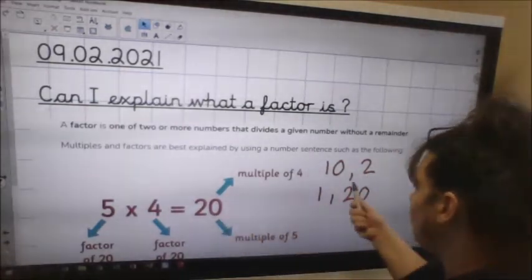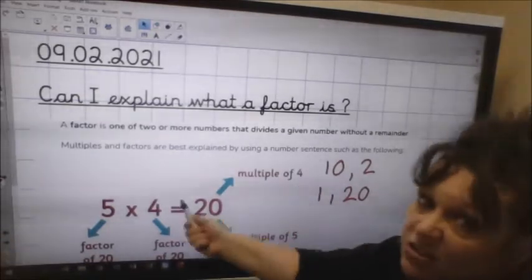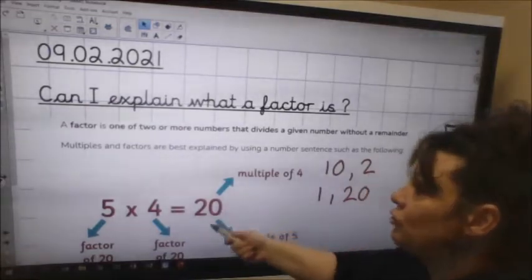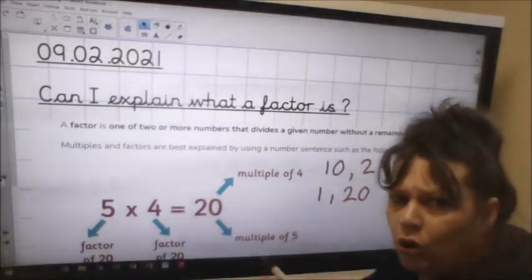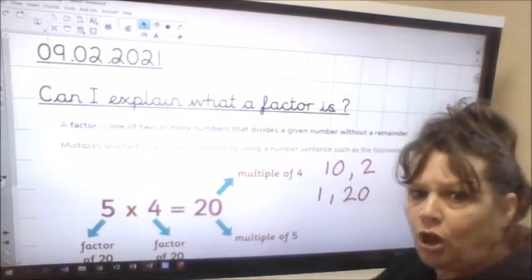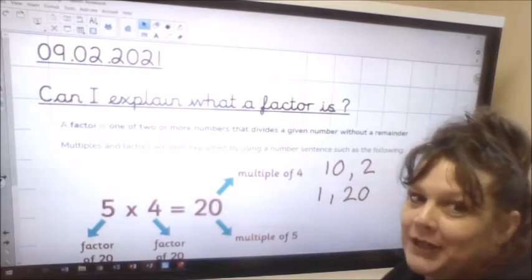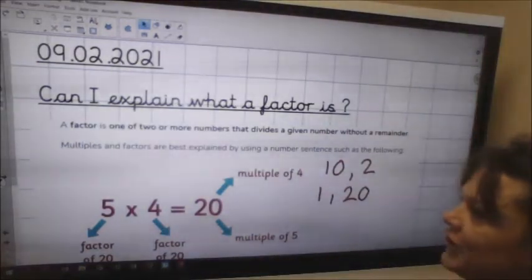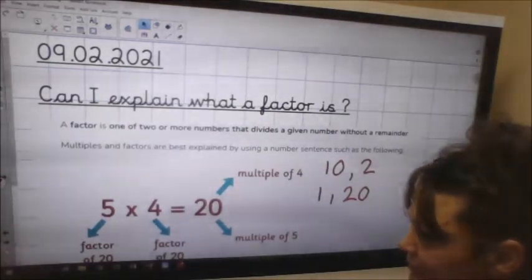1 goes into 20 20 times. And you could say that 20 goes into 20 once, and that 2 goes into 20 10 times. Okay, so that's all about knowing your tables and those corresponding division facts. This is why we keep saying it's really important to keep practicing. So let's have a little look then at what we're going to be doing today.